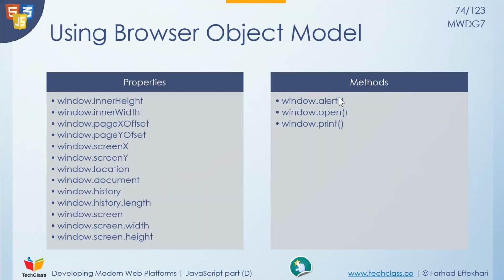Previously we worked with window.alert. For instance, this history property is something with which you can go some steps backward, some steps forward, and then there are the other properties of the window object that you can see here. Make sure to use them. Let's see if you're able to work with them.